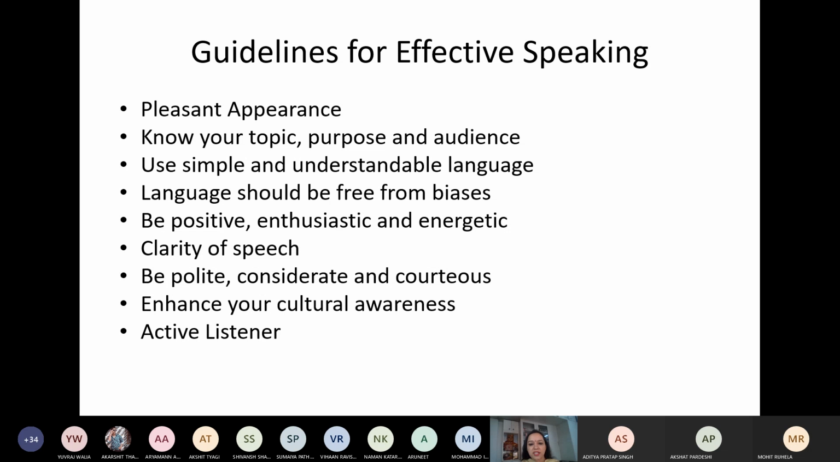Every bad experience has initially a good beginning, right? Every relationship has a good beginning and then it moves towards the other sort of endings. So it's just about the choice of words and the manner in which you speak it. So, guidelines for effective speaking: pleasant appearance.